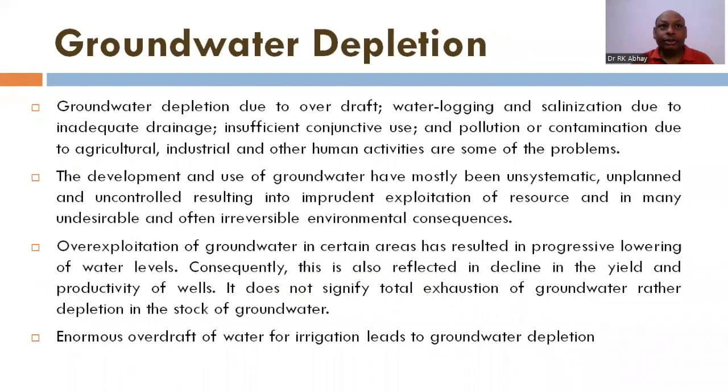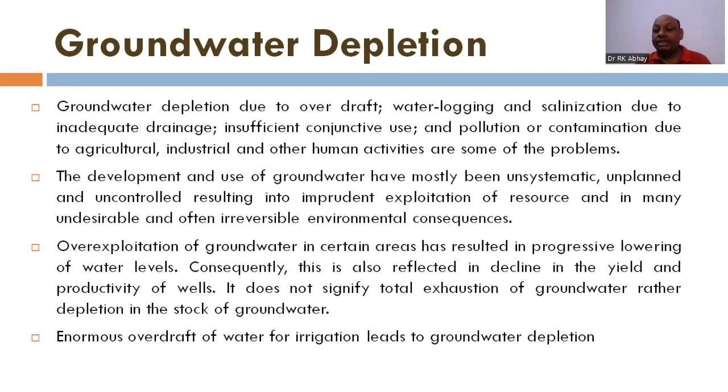The third problem is groundwater depletion. Overdraft, waterlogging, salinization, inadequate drainage, insufficient consumptive use, and pollution or contamination due to agriculture, industrial and other human activities are some of the major problems.